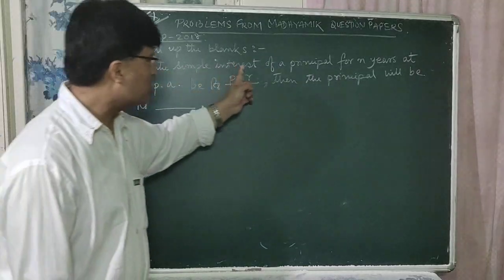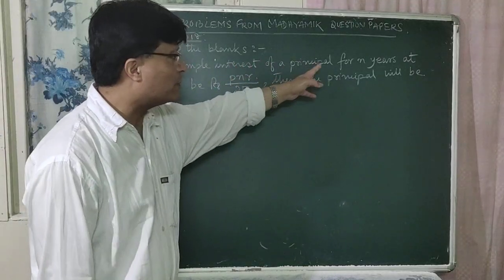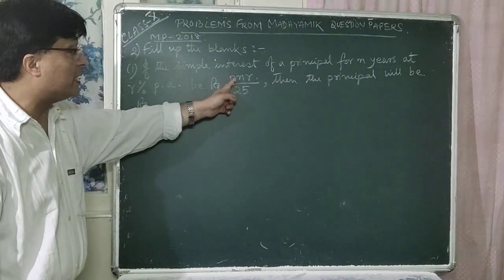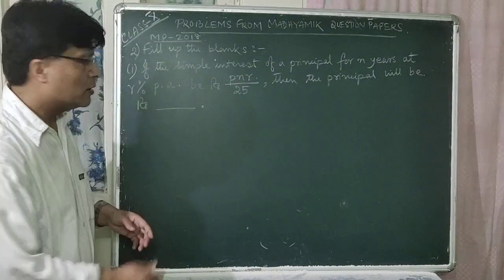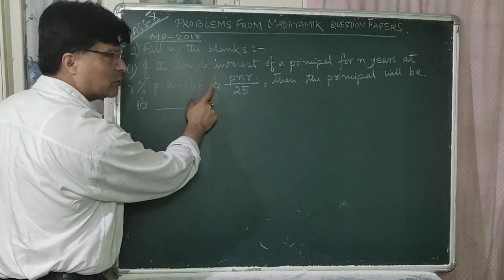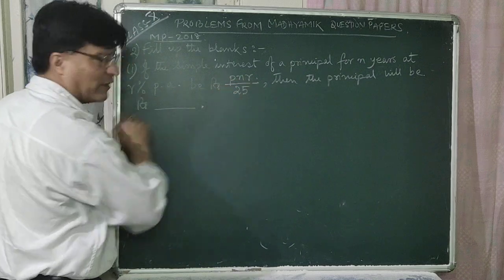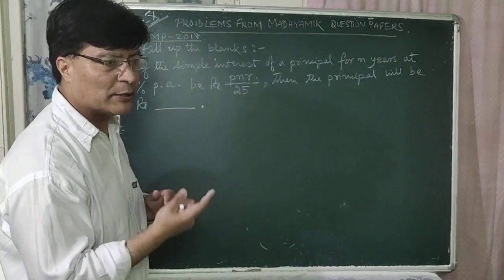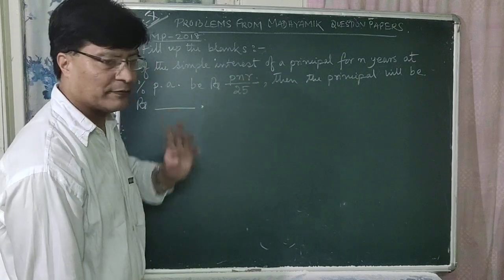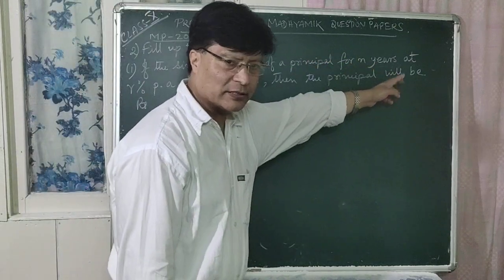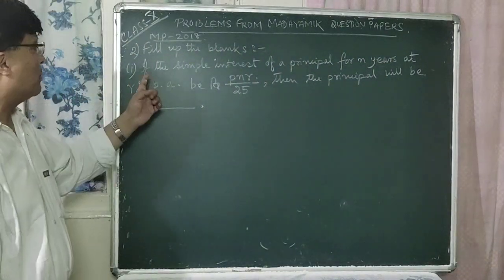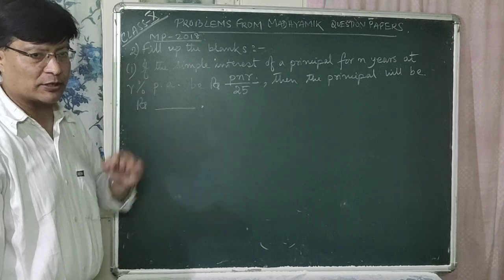If the simple interest of a principal for n years at r% per annum be rupees PNR by 25. So this is given as simple interest. What is the simple interest? It is equal to rupees PNR divided by 25. For how many years? N years. What is the rate of interest per annum? Small r% per annum. PA means per annum, one year.